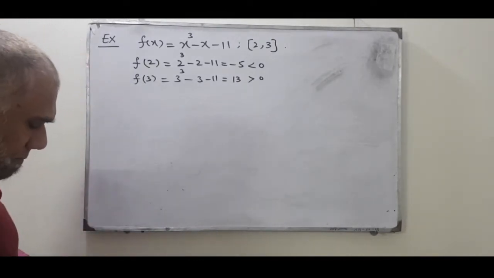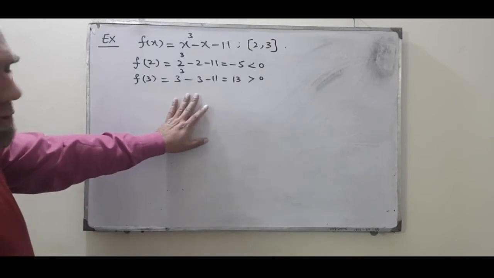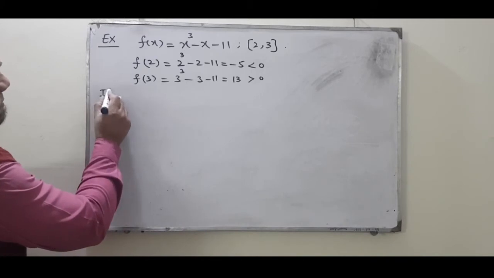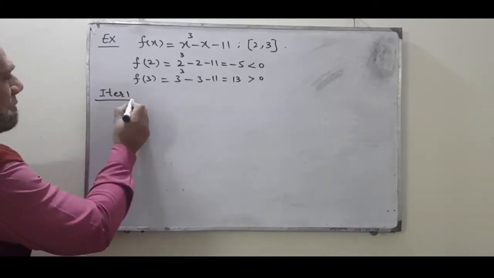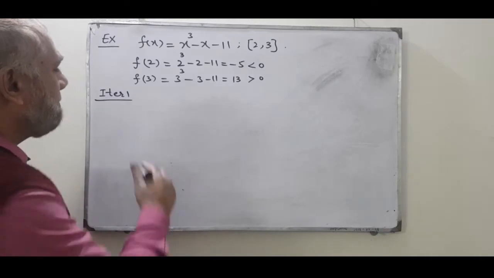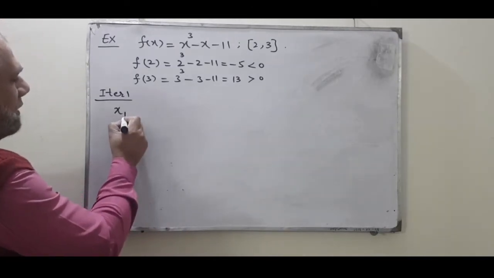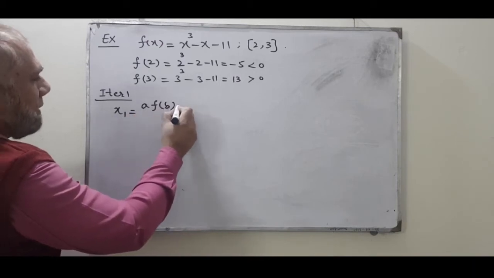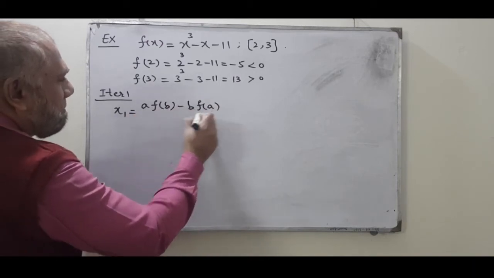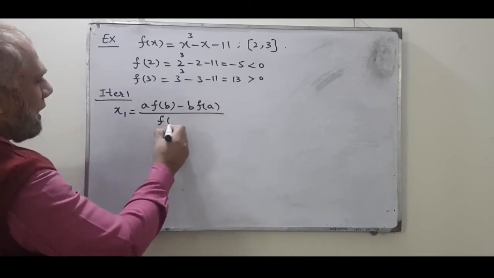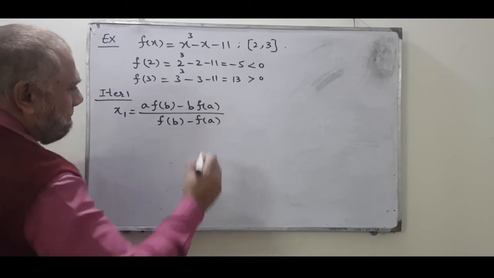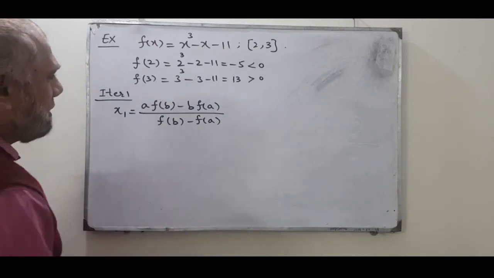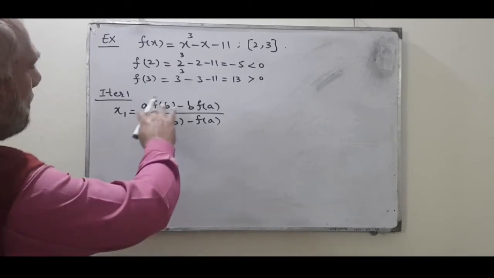After doing all this work, the next step is to start the iteration. Iteration number 1: you have to memorize the formula which we had just derived. The first approximation, we show it by x1. The formula was, if you remember, a times f of b minus b times f of a, the whole divided by f of b minus f of a. This is the formula we have derived just now, and now we are substituting all those values.